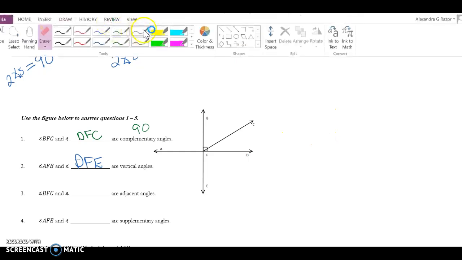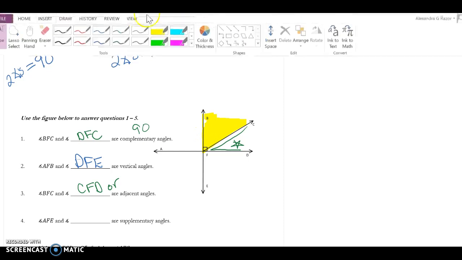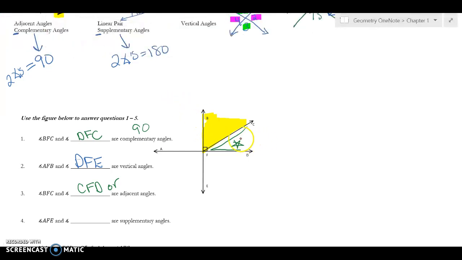All right, then the next one, it says B, F, C. Again, this one here is adjacent. Well, adjacent means next to it. And I actually have a couple that are next to it. I have this one that's next to it, which is right here, which is CFD. I also have this one on the left that's next to it. That's angle BFA.